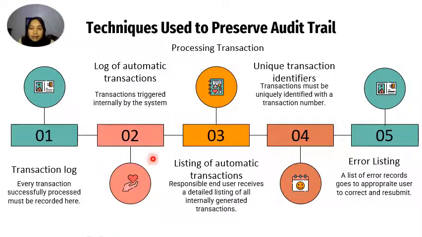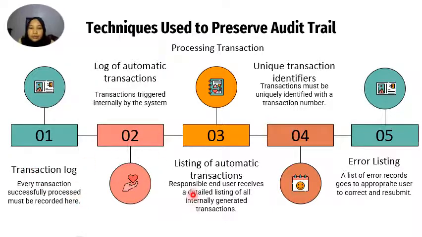The second technique is the log of automatic transactions. So there are actually transactions that are internally generated by the system. An example for that is the purchase of inventory, wherein the inventory falls or goes down to the preset reorder point. The system then automatically processes a purchase order. So in order to maintain records on these internally generated transactions, they must also be placed in the transaction log.